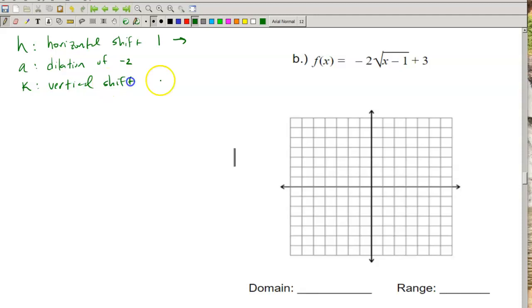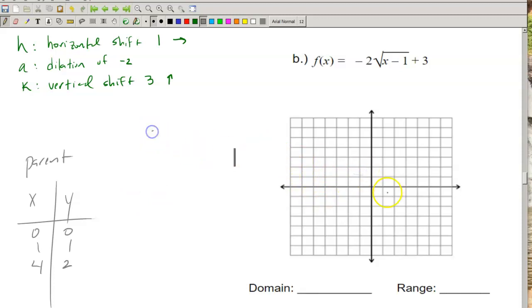Vertical shift of 3, and that's going up in this case. So how do we graph this? We really want you to think about these patterns. So we think about the parent function, right? We have the parent function, which is simply 0, 0, 1, 1, 4, 2, if I'm just thinking about the square root of x function. And I can even graph that here if I want to, just to show it. There it is. But let's go ahead and put the new function here.